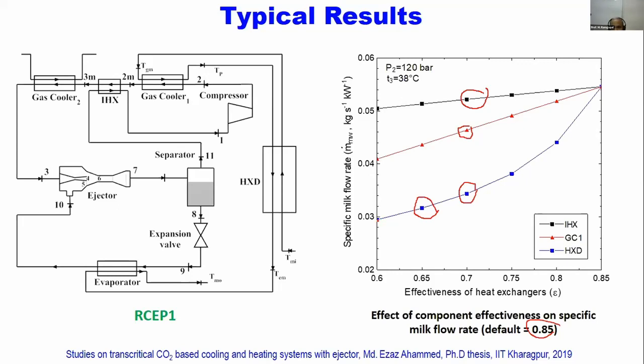Okay, so this tells us where to invest. We have to have a good milk heat exchanger, followed by the gas cooler one, and least importance to the intermediate heat exchanger.